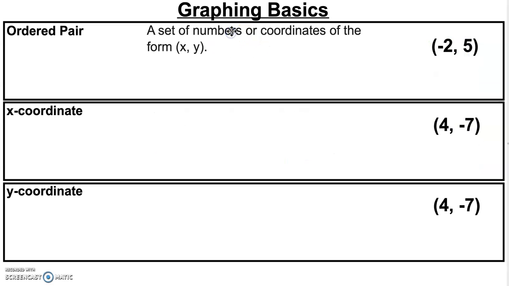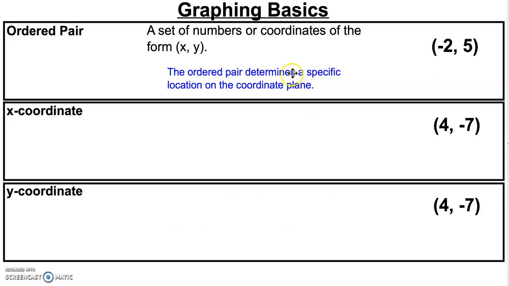An ordered pair is the set of numbers or coordinates of the form x, y. The ordered pair determines a specific location on the coordinate plane. So here we have the set of coordinates -2, 5. We have an x coordinate of -2 and a y coordinate of +5.